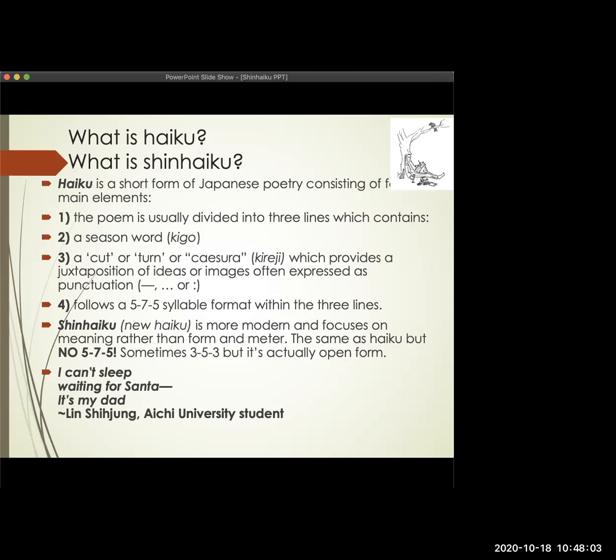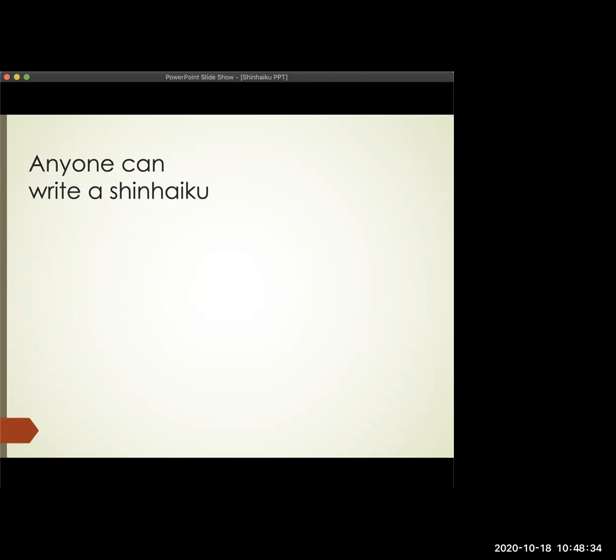The turn is a dash, the kireji, because part one is "I can't sleep waiting for Santa." And then the turn says, oh, actually she knows that Santa's not real and it's her dad, but she's pretending not to know, essentially for his sake. So it's a child still pretending to be a child. I thought that was quite interesting, that sometimes children hold up their parents. Okay, anyone can write a shinhaiku. So this is what we're going to talk about today.